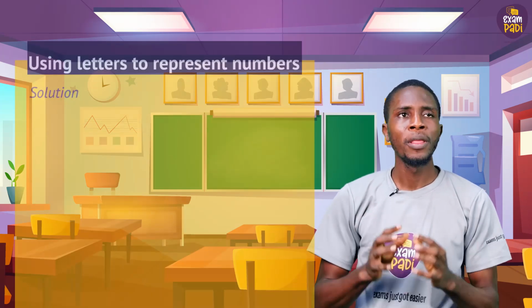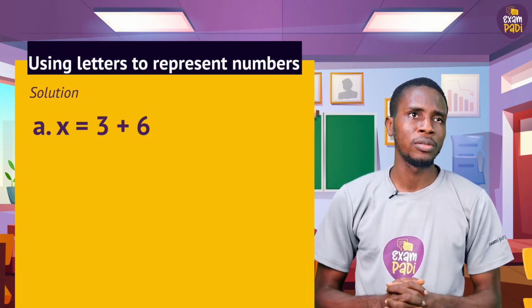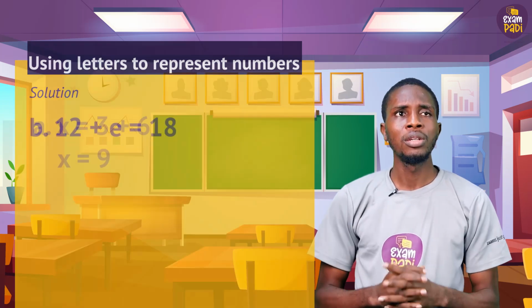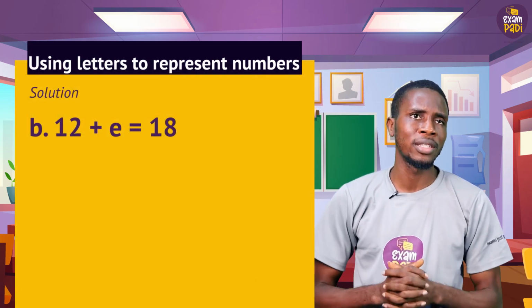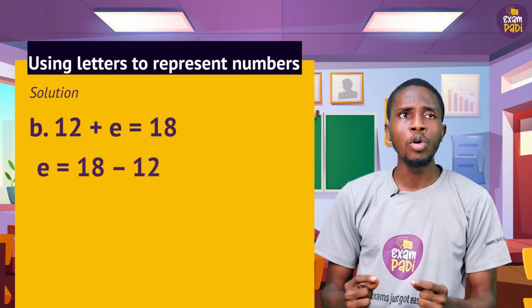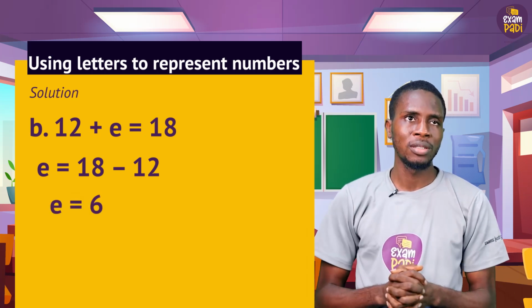Solution. A. X equals 3 plus 6. This is a direct question. X equals 9. B. 12 plus E equals 18. Collecting like terms, we have E equals 18 minus 12. E equals 6. Let's check if our answer is correct.